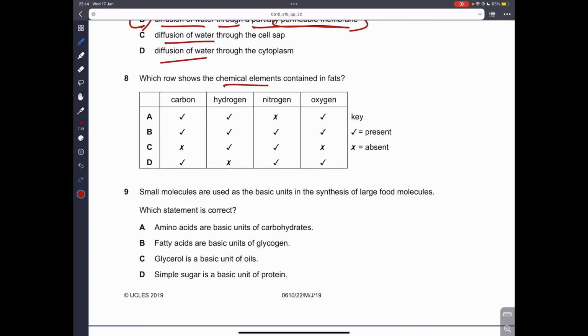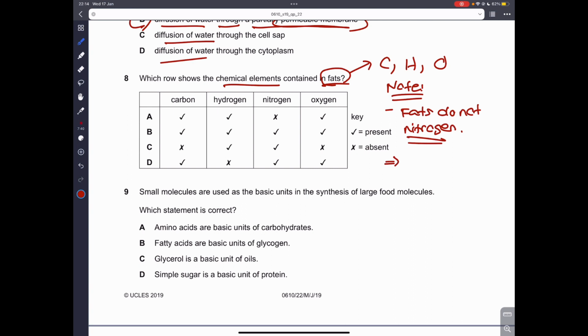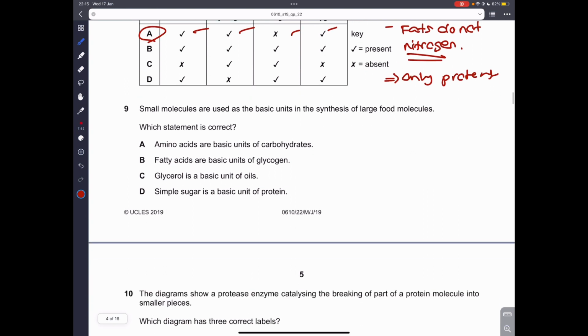Question number 8. Which rows show the chemical elements contained in fats? Now, fats actually contain these 3 elements. They are carbon, hydrogen, and oxygen. Note, it is really important to note that fats do not contain nitrogen, and the substance that actually contains nitrogen is only protein. So only proteins contain nitrogen. So it will be everything except nitrogen. So the first, option number A, seems like a reasonable answer.